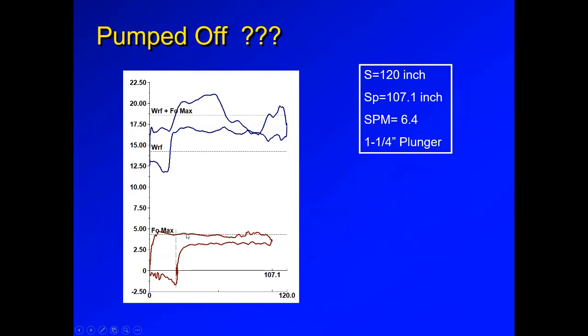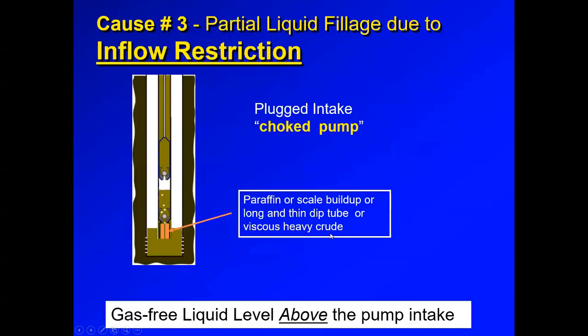Now, if you have this dyno card shape, upstroke loads matching the FO max line, incomplete pump fillage, boom, going down, we would say this is a pump off condition that has the same characteristic of the rod pump fluid pound condition. But there's a third reason why the pump could not be full of liquid. Another reason for incomplete pump fillage is having a choked pump, an inflow restriction.